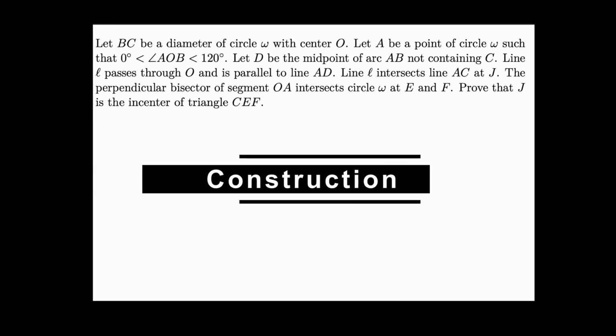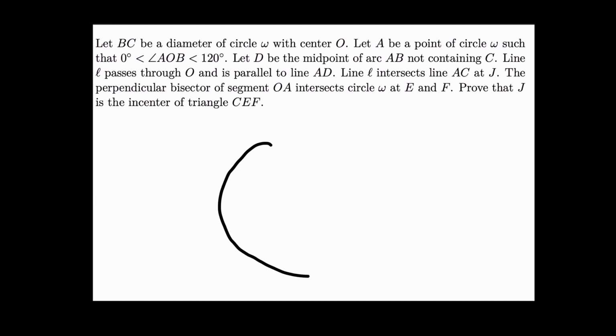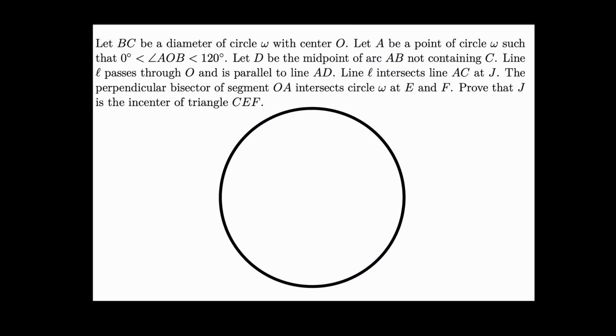Let's draw the problem as we are reading it. Consider a circle omega with center O. So let's draw a circle, call this omega, and let's say the center is O. And let BC be a diameter, meaning if you mark a point B, then I want C to be diametrically opposite. Let A be a point on circle omega such that angle AOB is between 0 and 120 degrees. So let's draw A to be somewhere here.